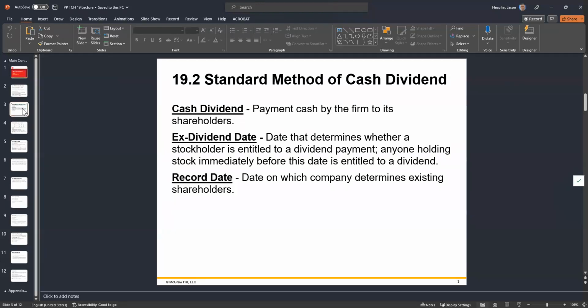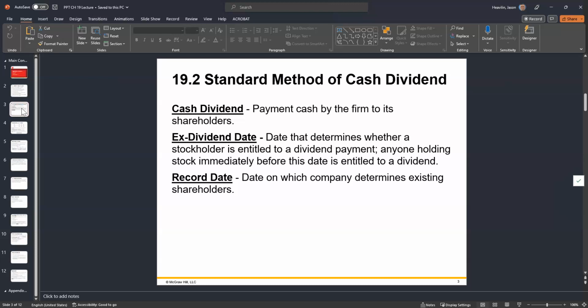The standard method of a cash dividend: payment of cash by the firm to shareholders. They just declare it, it gets executed, and they get it. You may hear this terminology, the ex-dividend date and the record date. The ex-dividend date determines whether a stockholder is entitled to a dividend payment. Anyone holding stock immediately before this date is entitled to a dividend.